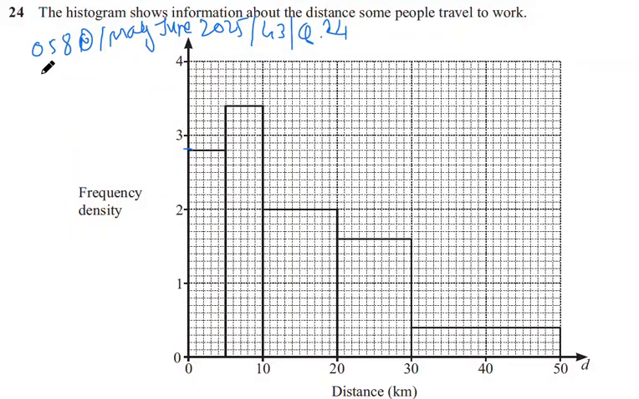So now this is a question from paper 0580 May June 2025. 43 is the variant and it is question number 24. The histogram shows information about the distance some people travel to work. So this is the provided histogram over here. We can see on the x-axis distance in kilometers is given and on the y-axis frequency density is mentioned over here. So we should know that frequency density is nothing but the area under that particular shape, that particular curve.